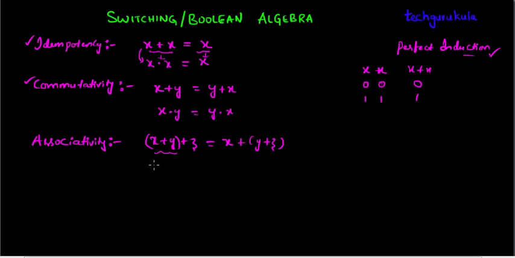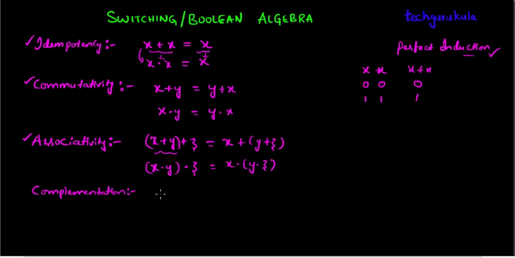So if you write the dual of it, x dot y, dot z can also be written as x dot y dot z. Dot here means AND operation. So we are done with associativity principle. Next one is complementation. Complementation.